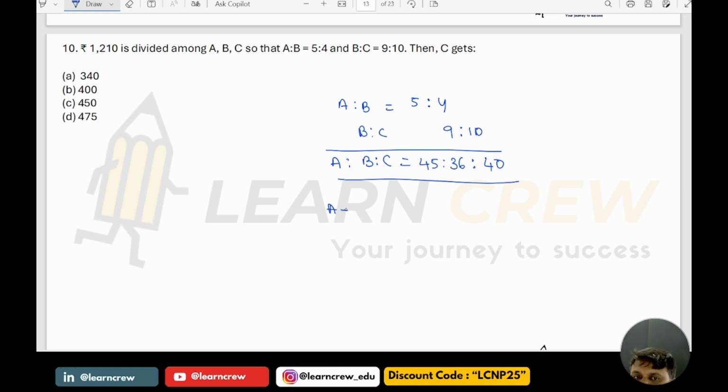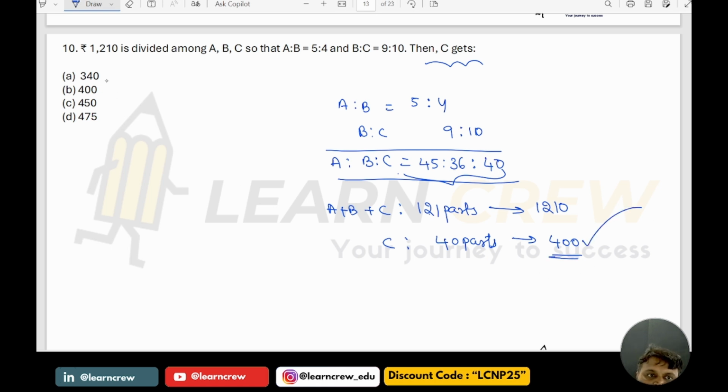So 45 plus 36 is 81, 81 plus 40 is 121. Total A, B and C is 121 parts. The total amount for these 121 parts is 1210. Then how much does C get? C has 40 parts. If 121 parts is 1210, 40 parts should be 40 into 10, which is 400. So the answer is 400 here.